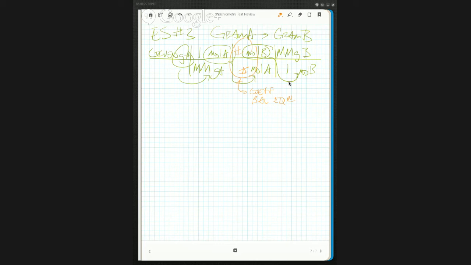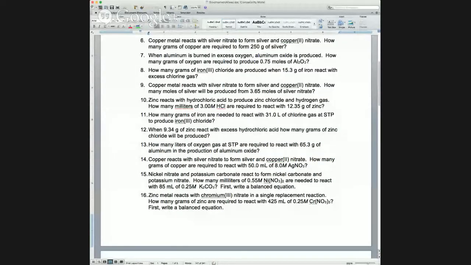Okay, so let's demonstrate on a problem. I have a mixed review, I believe, and we've got, so how many grams of iron 3 chloride are produced when 15.3 grams of iron react with excess chlorine gas? So I'm going to write the equation and then we can just solve it, but you guys can do this. You're so smart. Okay, let's do the bamboo paper.